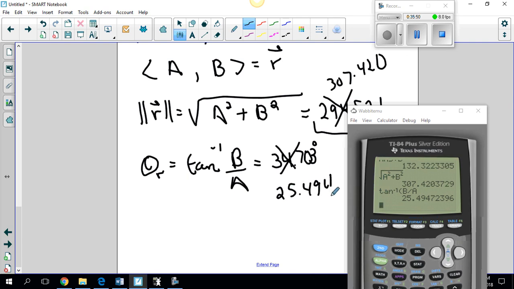Here's the deal. I knew where I was. I knew I was less than 30. I knew my magnitude was over 300 because the wind was behind it. Should be going faster. So, sorry about the mistake.